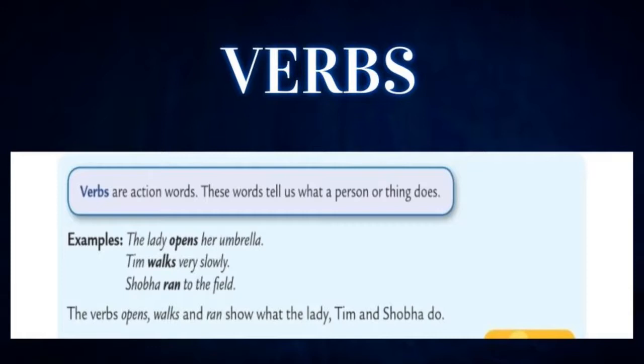Look here, some examples are there. The lady opens her umbrella. Tim walks very slowly. Shobha ran to the field. In the given three sentences, the verbs are opens, walks, and ran. These three words are verbs. It means these three are action words.